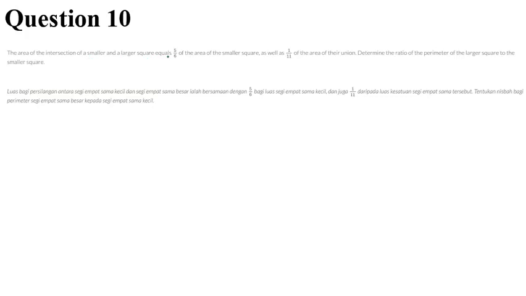Okay, in the order of my PDF, question number 10: the area of the intersection of a smaller and larger square equals 5 over 6 of the area of the smaller square, as well as 1 over 11 of the area of their union. Determine the ratio of the perimeter of the largest square to the smaller square.